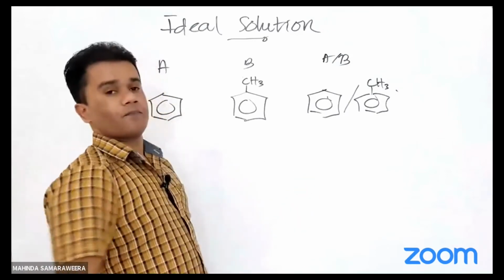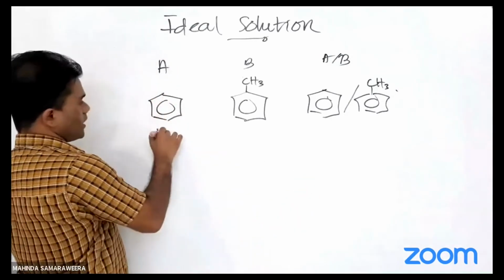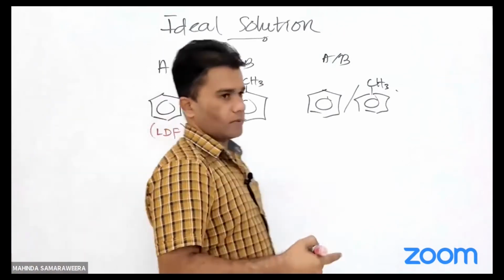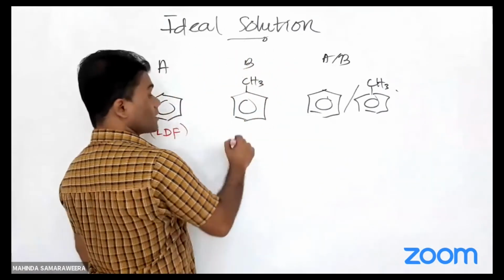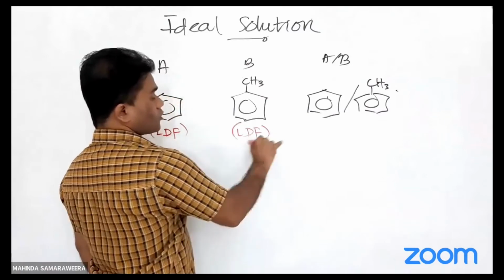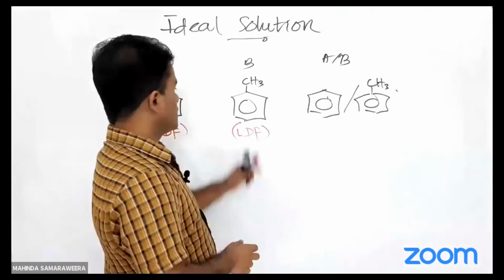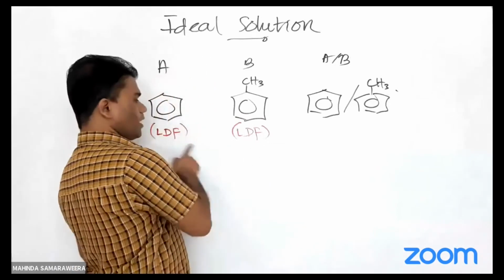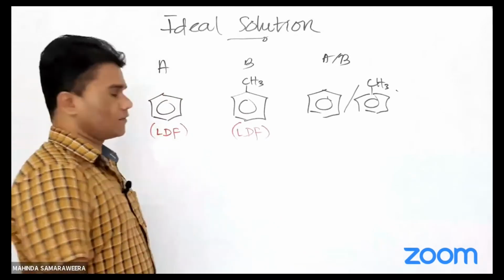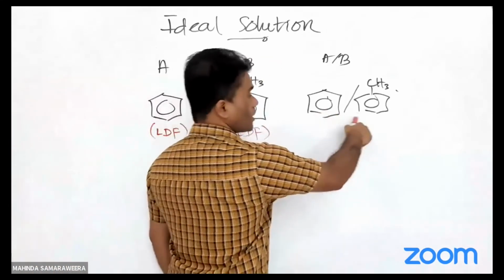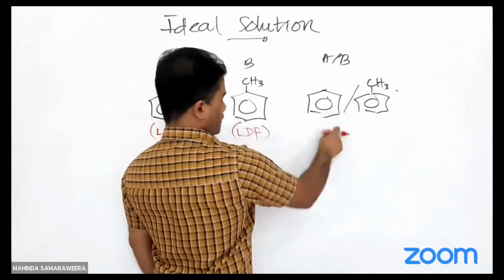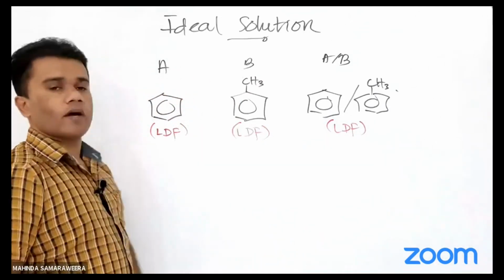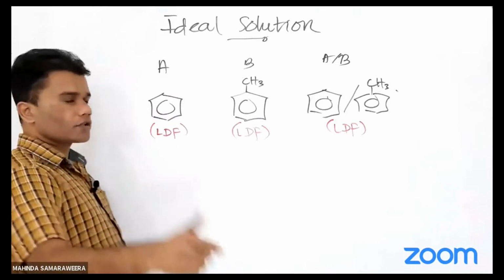Benzene is a nonpolar hydrocarbon. We know it's London dispersion force. Toluene is also a nonpolar hydrocarbon, so the attraction is London dispersion force. We can assume the size of the molecule is quite the same. Therefore, the strength of this London dispersion force is the same. Between benzene and toluene also, benzene nonpolar, toluene nonpolar, again we have London dispersion force. Approximately the attractive forces are quite equal, so it's an ideal solution.